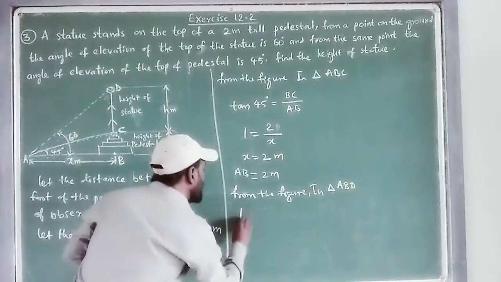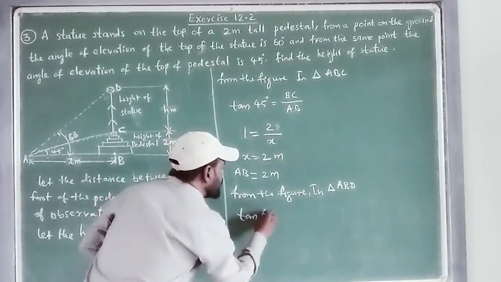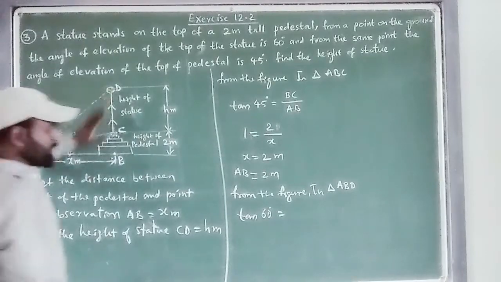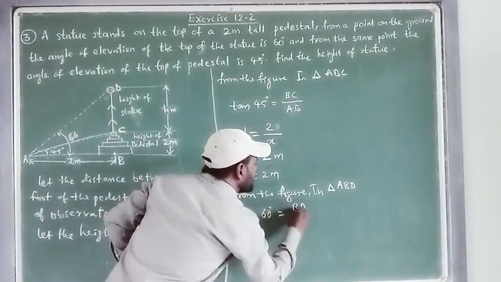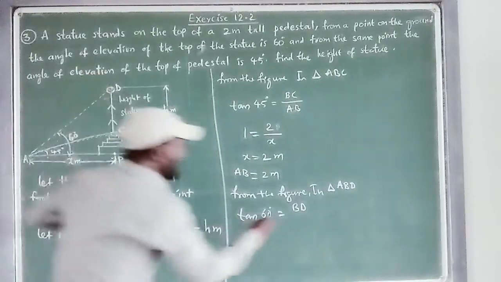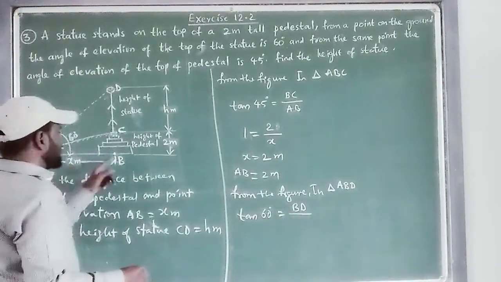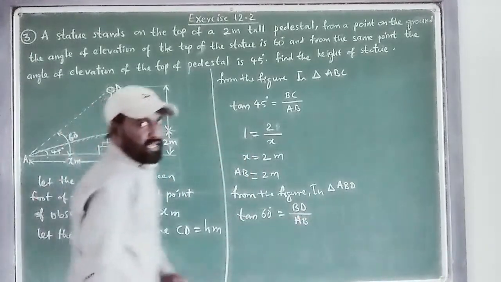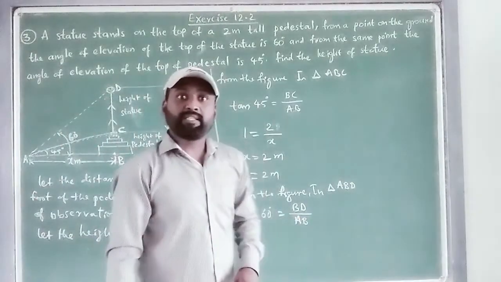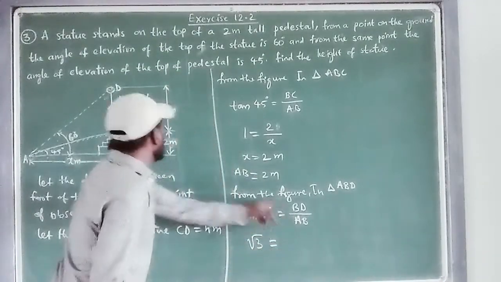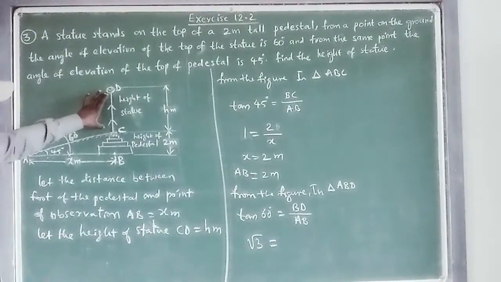Now in triangle ABD, applying the tan ratio, tan 60 is equal to the opposite side to 60 degrees, what? BD, the complete height from the bottom of the pedestal to the top of the statue, by the adjacent side, which is AB. Right? What is the value of tan 60? It is root 3. So tan 60 is root 3. Now BD, the height, we do not know directly.